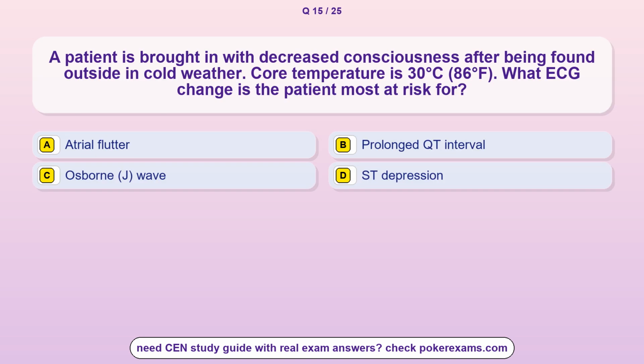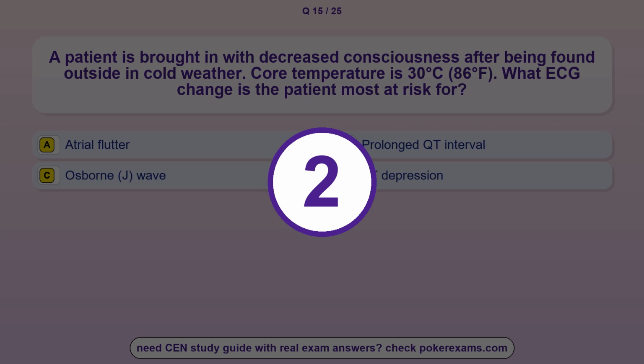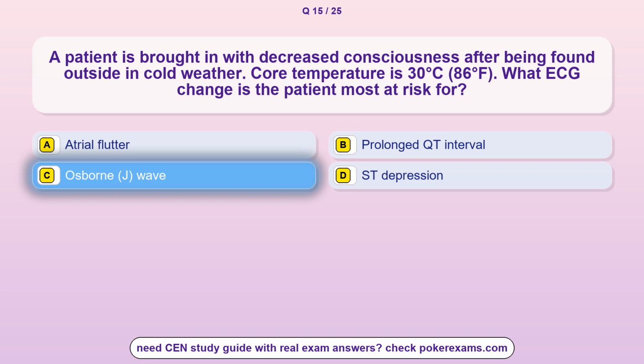Question 15. A patient is brought in with decreased consciousness after being found outside in cold weather. Core temperature is 30 degrees Celsius, 86 degrees Fahrenheit. What ECG change is the patient most at risk for? Option A, atrial flutter. Option B, prolonged QT interval. Option C, Osborn J wave. Option D, ST depression. The correct answer is option C, Osborn J wave.